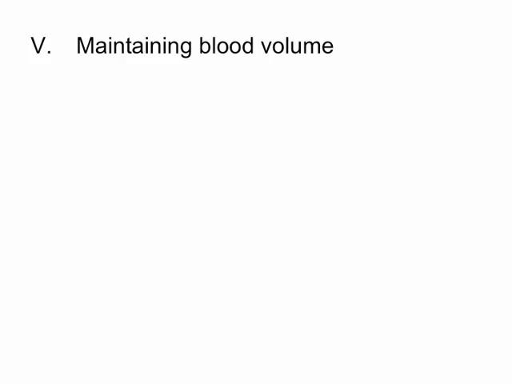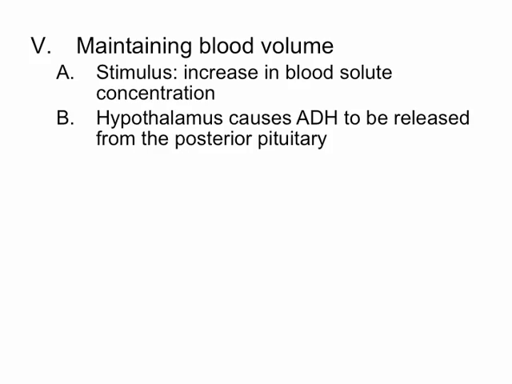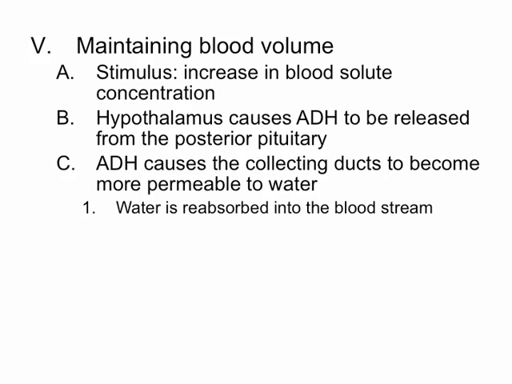We also have to look at how the kidneys can maintain the blood volume and therefore blood pressure. If our stimulus is an increase in blood solute concentration, the hypothalamus causes ADH, or antidiuretic hormone, to be released from the posterior pituitary. ADH causes the collecting ducts to become more permeable to water. As a result, water is able to be reabsorbed into the bloodstream.